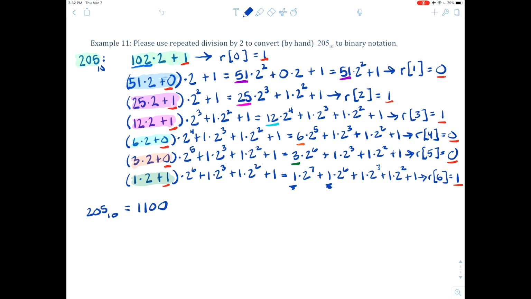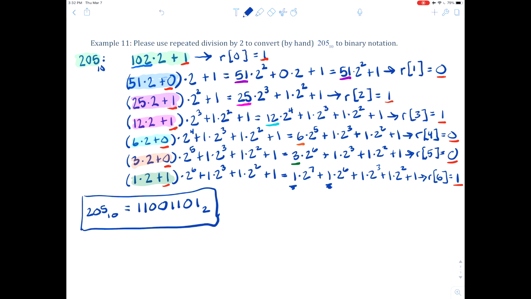And then we have 1 times 2 to the 3rd. We have, sorry about the dogs, 1 times 2 squared. 2 to the 1 is missing. And then we have 1 times 2 to the 0. Cool, cool. And that's in base 2. That's in binary. Groovy? All right, so here you go.